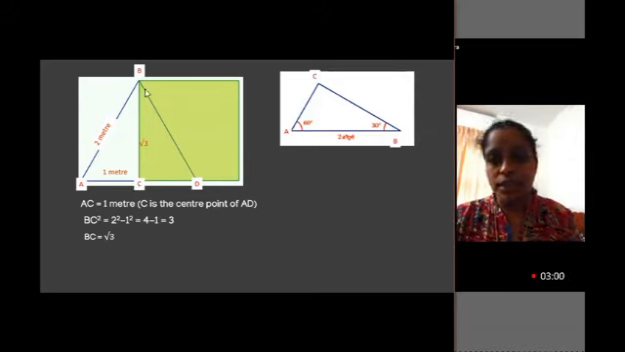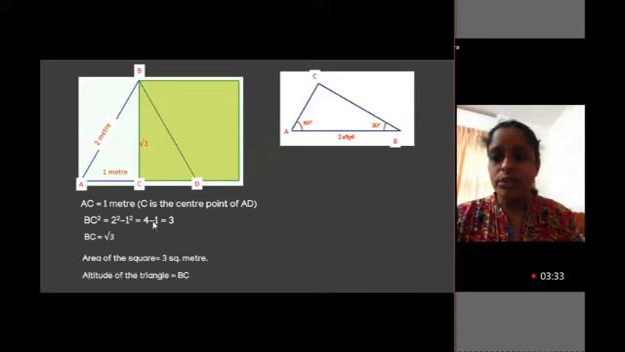So we get the answer that the length of the altitude is root 3. Also this is the side of the square. So we can say the area of the square is equal to 3 square meter. And the length of the altitude is equal to BC, that's equal to root 3 meter.